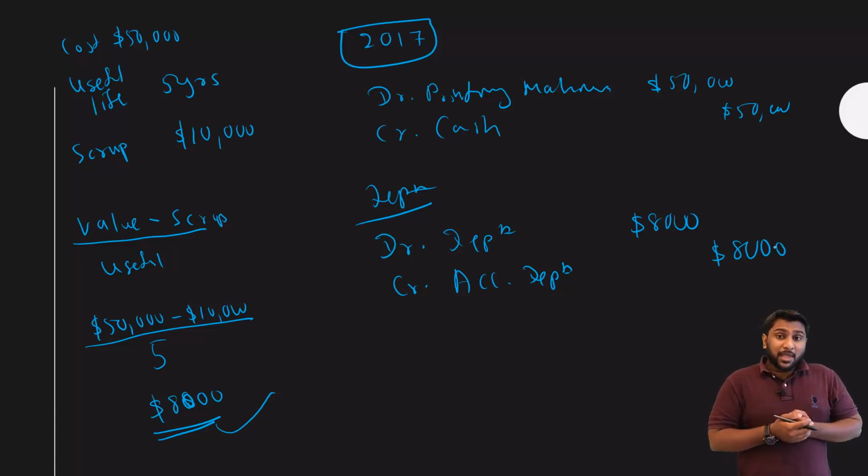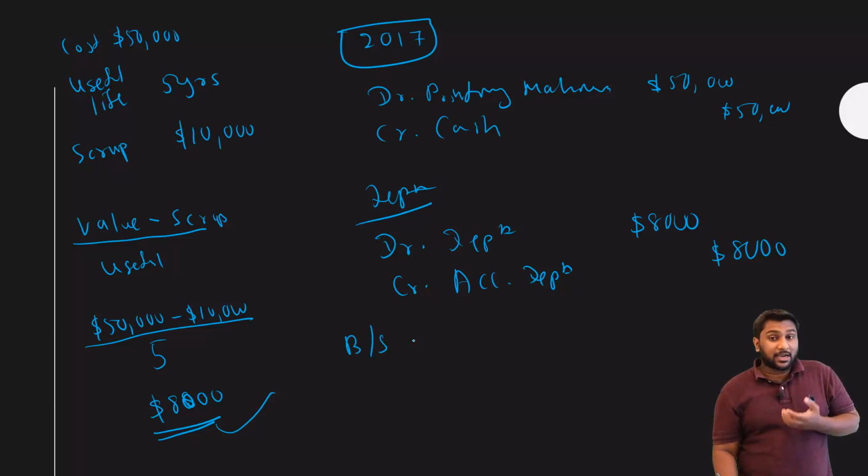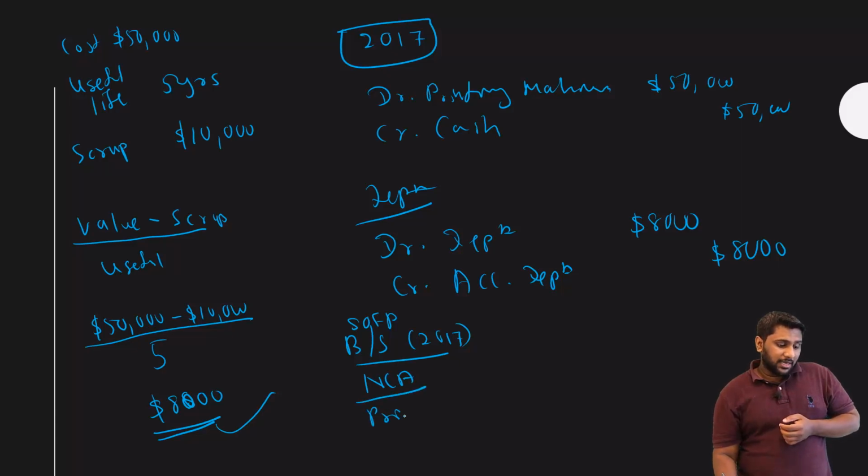So if I am preparing an extract from our balance sheet, or statement of financial position, we will call it as at the end of the year 2017, under non-current assets, you will have this printing machine. Value of the machine is 50,000 US dollars.